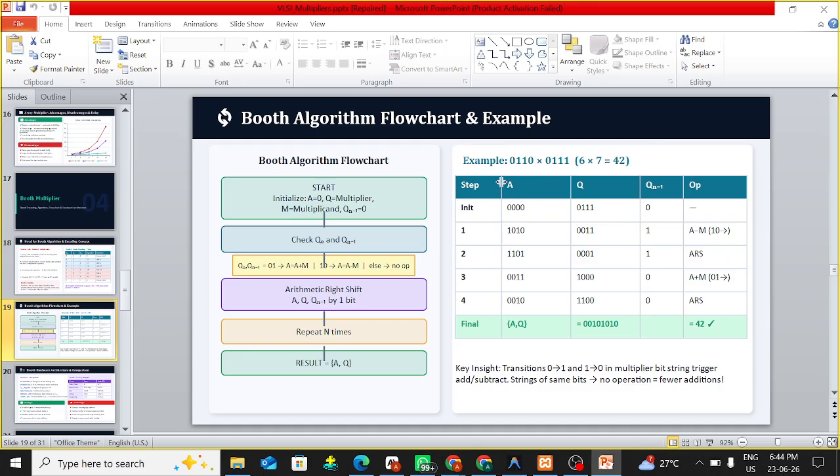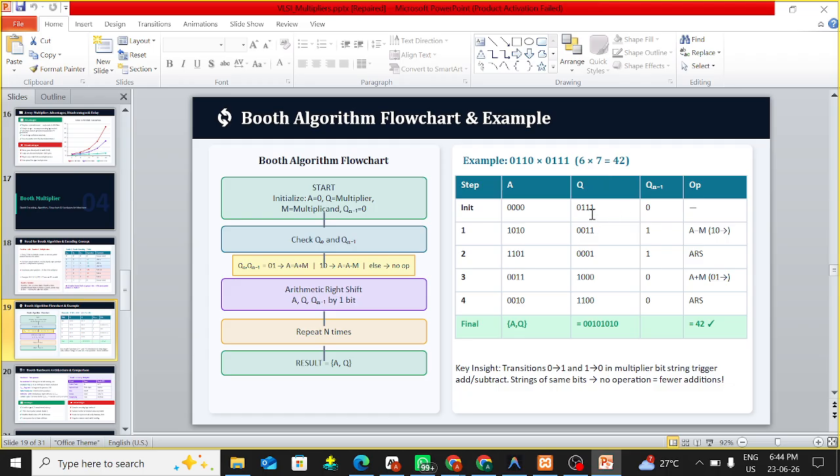After that initialization, you need to check Q0 and Qn minus 1. If Q0 and Qn minus 1 are the same, both 0, you need to do no operation. If both are 1, no operation. You only need to do the operation, addition or subtraction, when you have a transition, like 0 to 1 or 1 to 0.